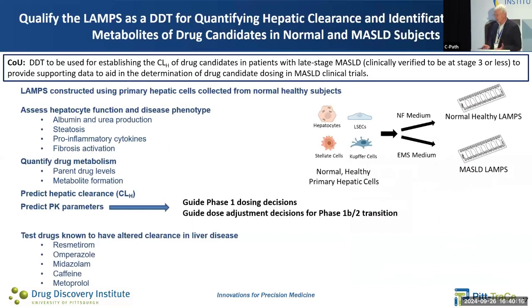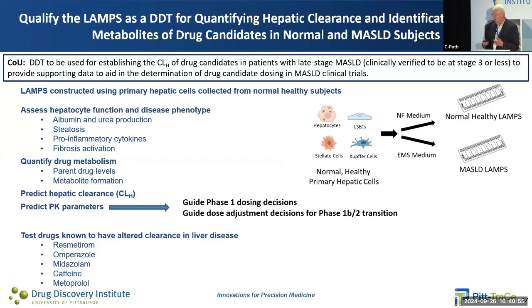And how we put this all together is that we construct the LAMPS using primary hepatic cells collected from normal individuals. We can induce them with either our normal fasting medium to keep a normal healthy volunteer state, quote unquote, or we can induce them to the MASLD state using our EMS medium. And we do assess the hepatocyte function, we assess the disease phenotype, and for the context of use of hepatic clearance, we look at the parent drug levels, look at the disappearance of the drug over time, and look for the metabolite formation. From that information, we can predict the hepatic clearance.